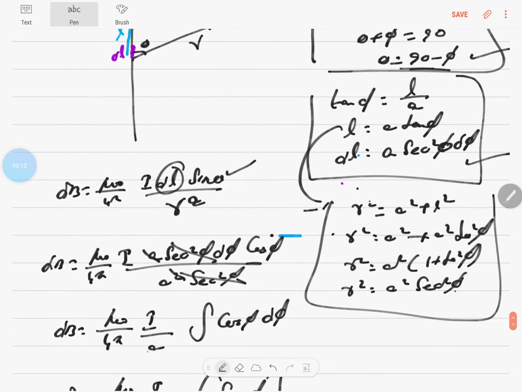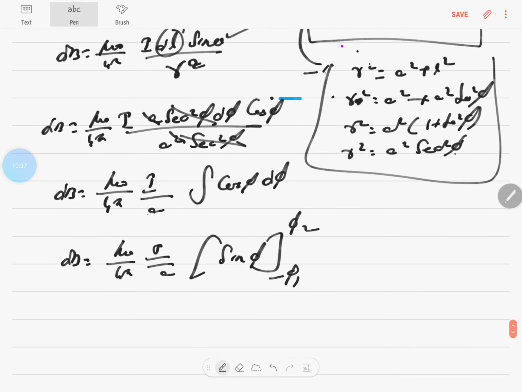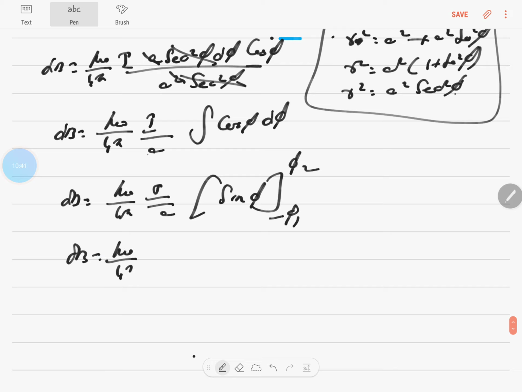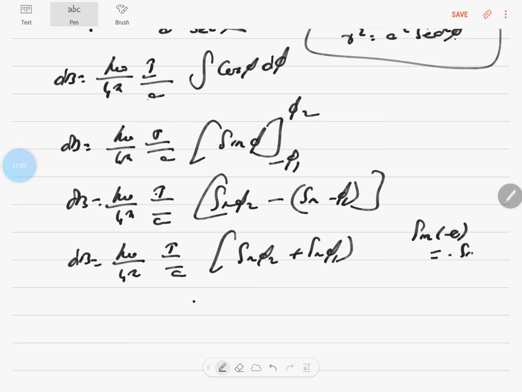Now imagine this to be an infinitely long wire. Initially it's not, so let's consider some finite wire. Looking down, this angle is minus phi 1, and standing here and looking up at a finite wire, this is phi 2. So integrate from minus phi 1 to phi 2. So it will be B is equal to mu naught by 4 pi I by A into sine of phi 2 minus sine of minus phi 1. We all know sine of minus theta is minus sine theta, so it becomes sine phi 2 plus sine phi 1. B is equal to mu naught by 4 pi I by A into sine of phi 2 plus sine of phi 1.